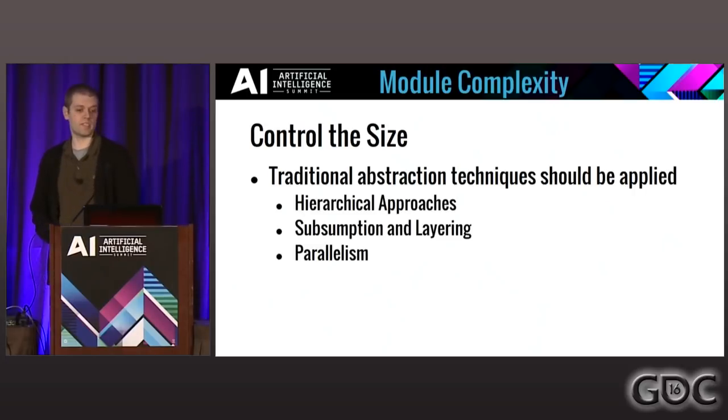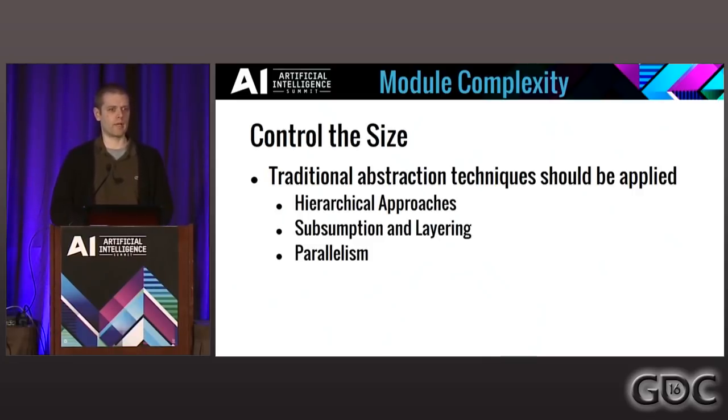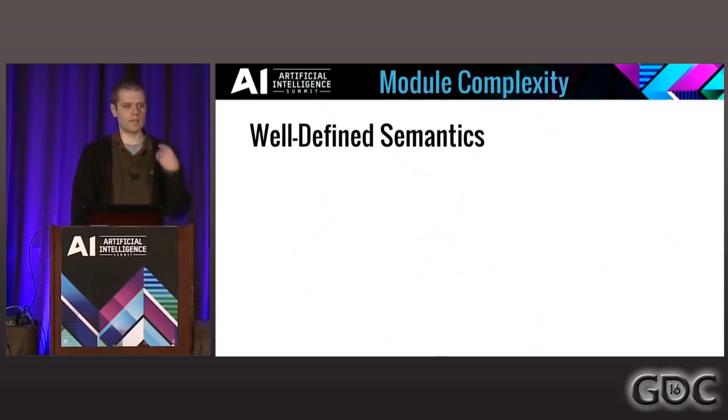If you're working with a state machine, for instance, you want to use hierarchical approaches. If you have a lot of events going through your system, you want subsumption. Maybe you want layering approaches to help manage your different modules. If you're working with behavior trees, use parallelism where appropriate. All these things that we do become doubly important in modular approaches so that we can control the size.